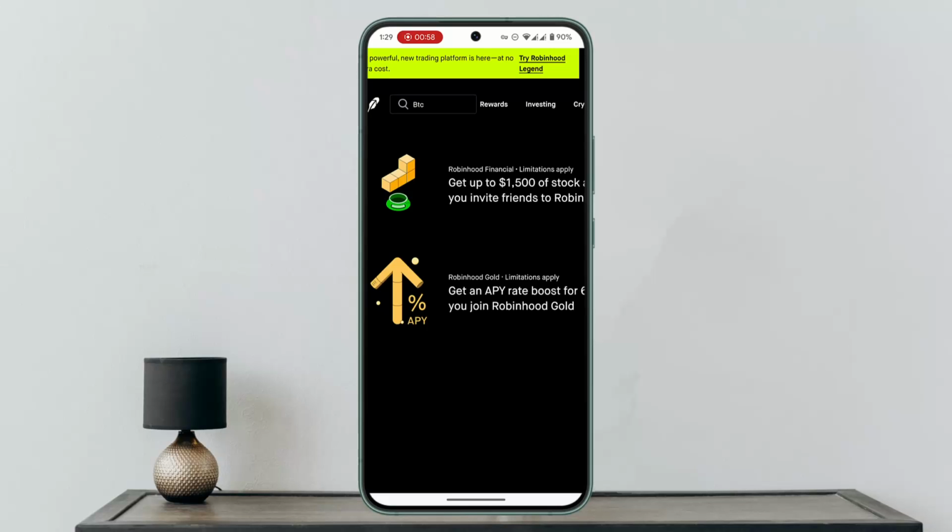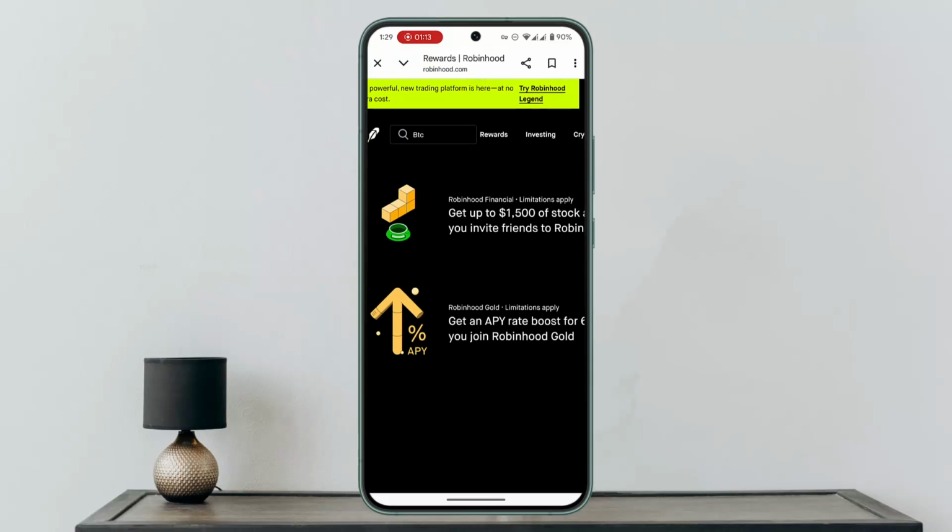So once you've done that, you want to develop a trading strategy and utilize Robinhood's tools. You also want to consider your risk management, avoid overtrading, and continue learning as well. This way, you'll be able to day trade on Robinhood.